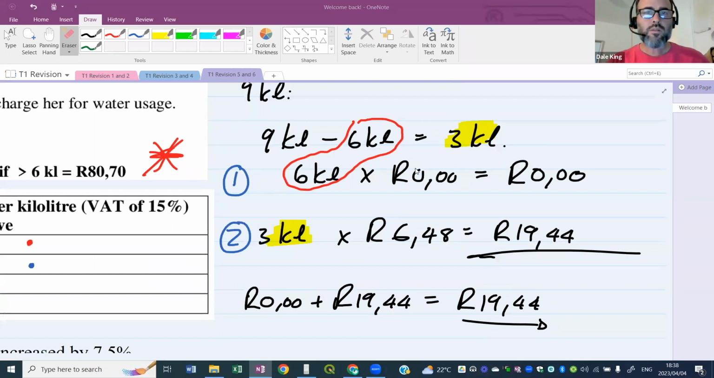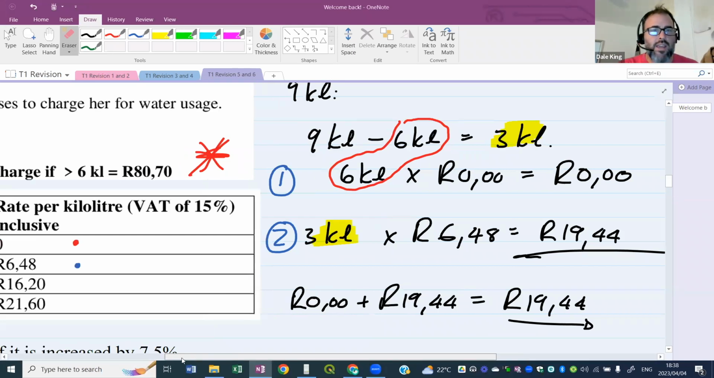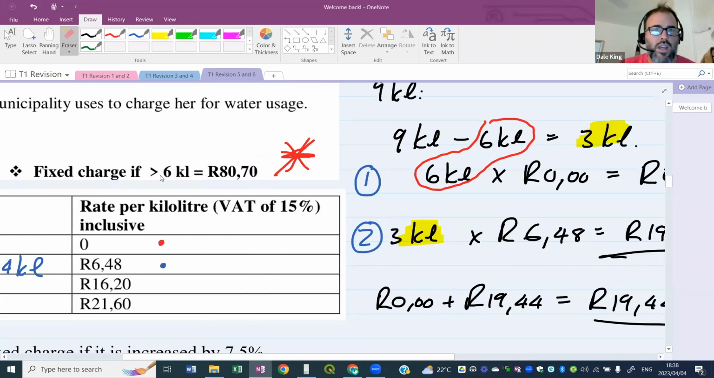So she took 80 Rand and 70 cents, which is the fixed charge, and added it with the 19 Rand and 44 cents that we got. And then she got 100 Rand and 40 cents. Well done, Sonia. If you look at this table on the left, they say there is a fixed charge. If you go over 6 kiloliters when you use water, you have to pay 80 Rand 70. No matter how much you go over, if it's one drop or 1,000 kiloliters, if you go over 6, you're paying that fee, 80 Rand 70.